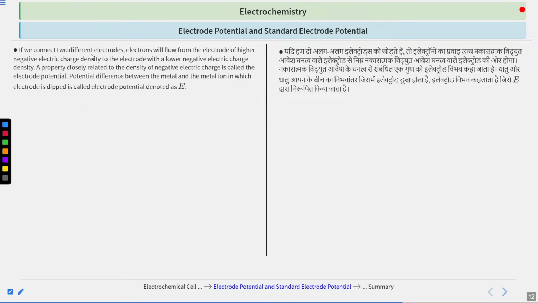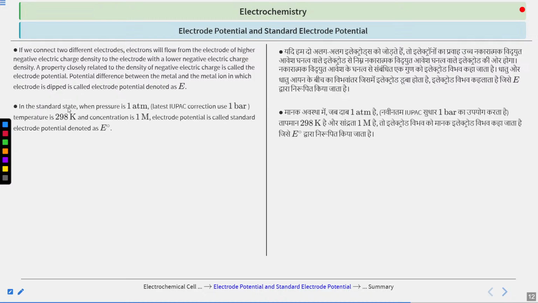Now if we connect two different electrodes, electrons will flow from the electrode of higher negative electric charge density to the electrode with a lower electric charge density. A property closely related to the density of negative charge is called the electrode potential. The potential difference between the metal and the metal ion solution in which the electrode is dipped is called the electrode potential, known as E. Okay, the same thing is mentioned here: whenever you dip these things, there is a charge density that is being accumulated, and that charge density is closely related to this electrode potential.